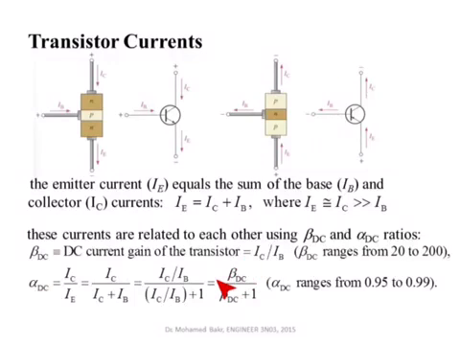Beta is a big number, 100, 200, and so on. So this alpha DC is usually very close to 1. You can see it ranges between 0.95 to 0.99 for most practical transistors.